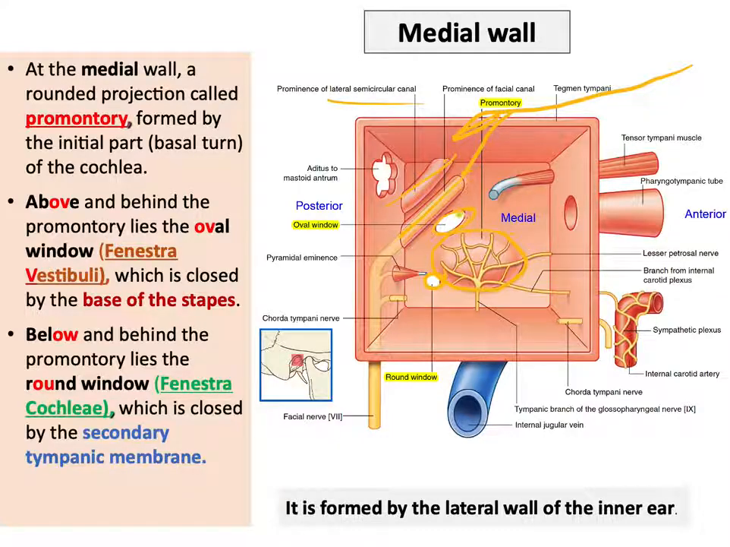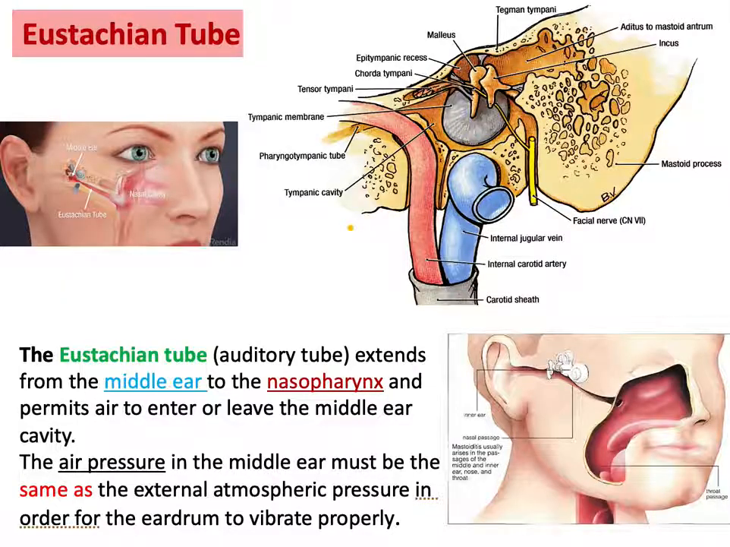Remember the upper one, which is the oval window, and the lower one is the round window. We also call the oval window the fenestra vestibuli, and the lower one, the round one, is called the fenestra cochleae.